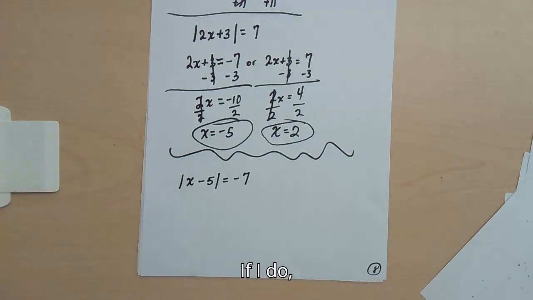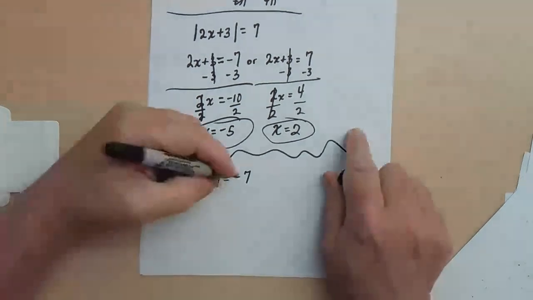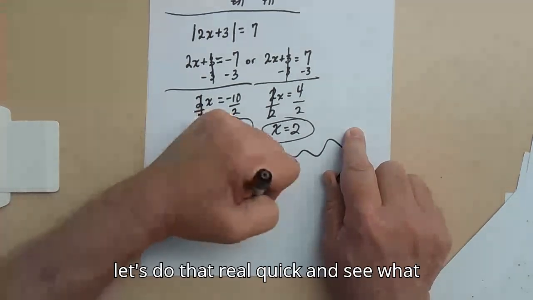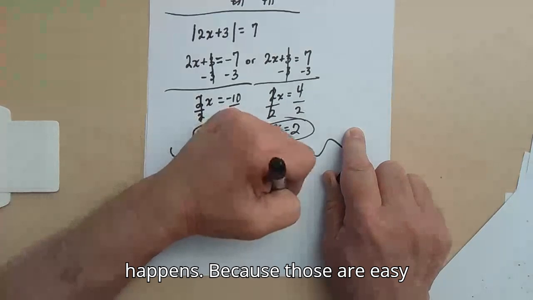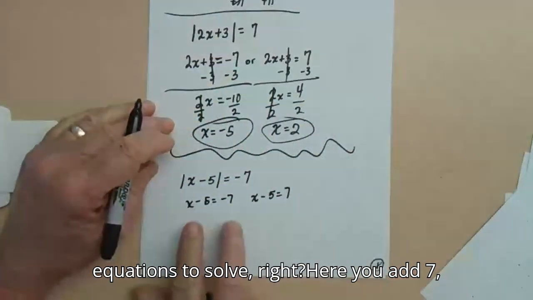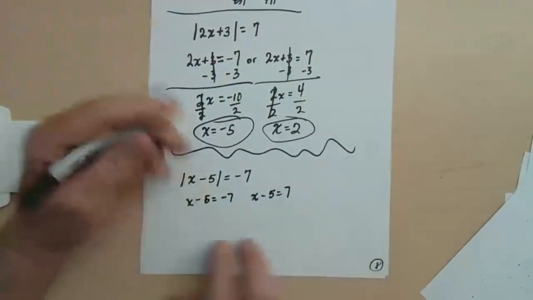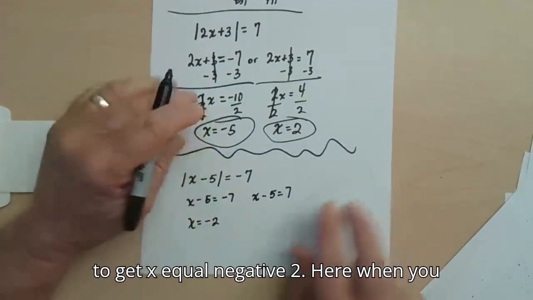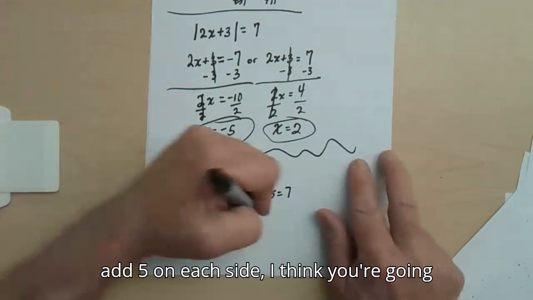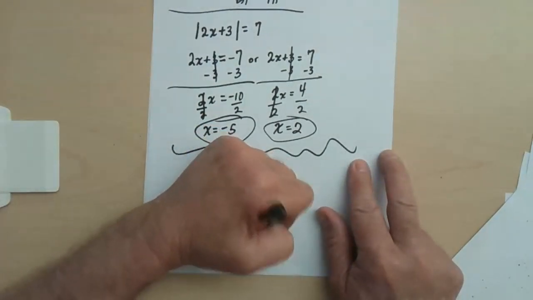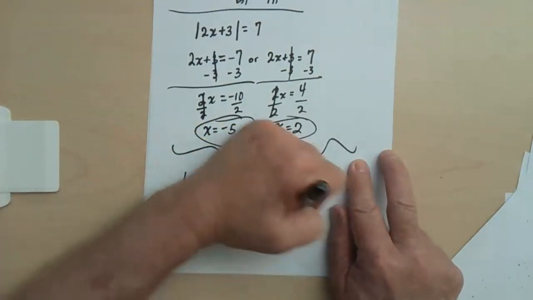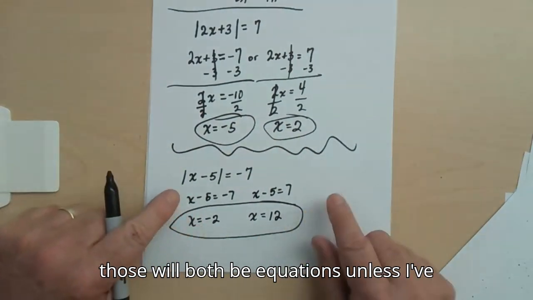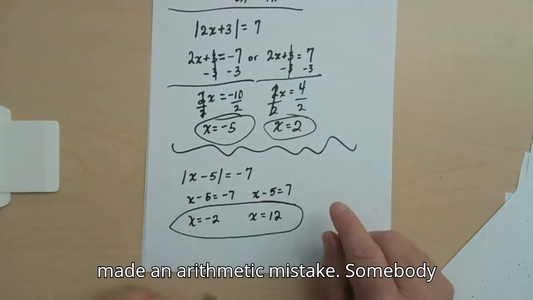Let's do that real quick and see what happens, because those are easy equations to solve, right? Here you add 5 on each side, you're going to get x equals -2. Here, when you add 5 on each side, I think you're going to get x equals 12. So if we haven't done anything wrong, those will both be solutions, unless I've made an arithmetic mistake.